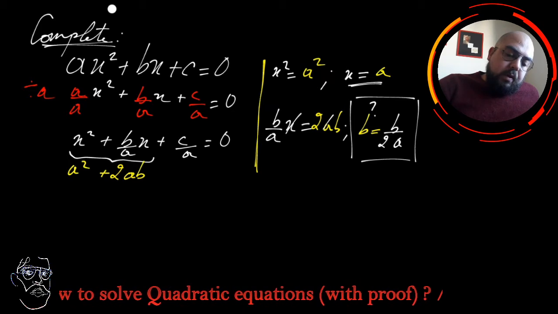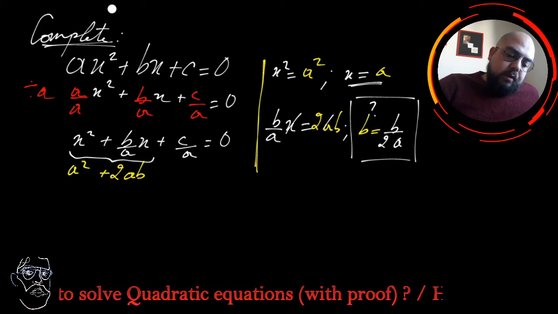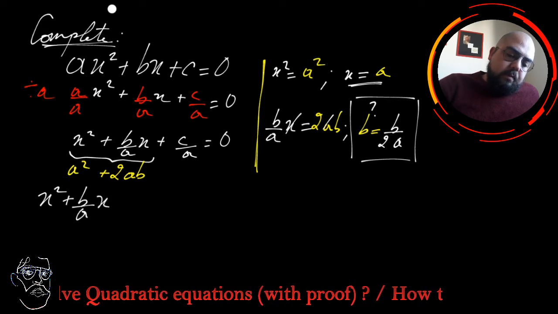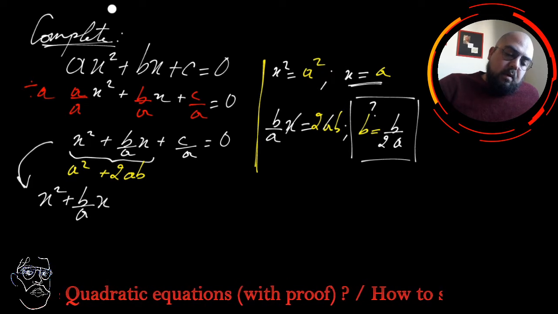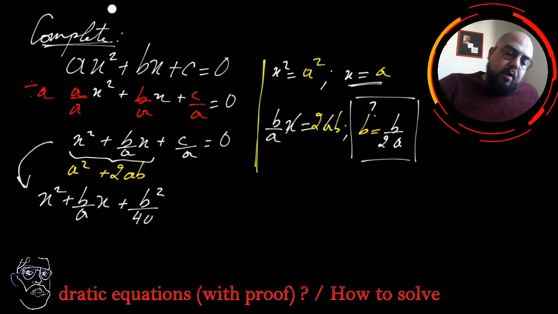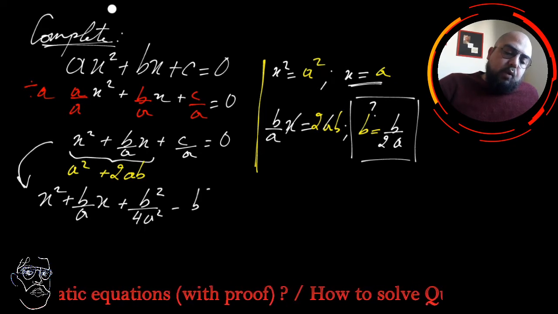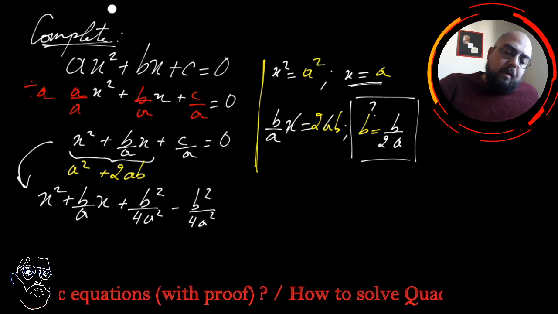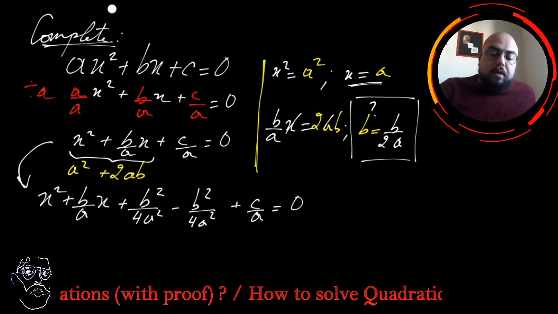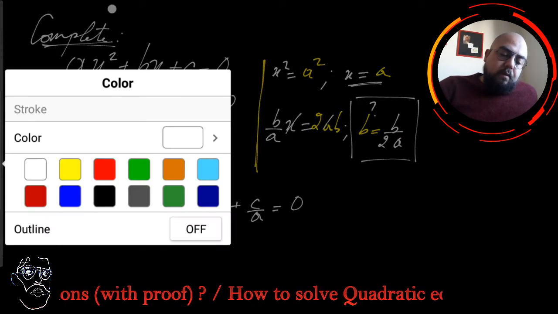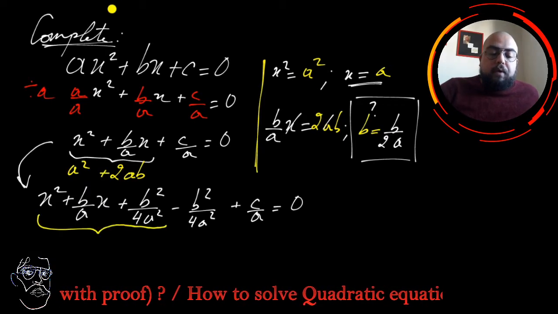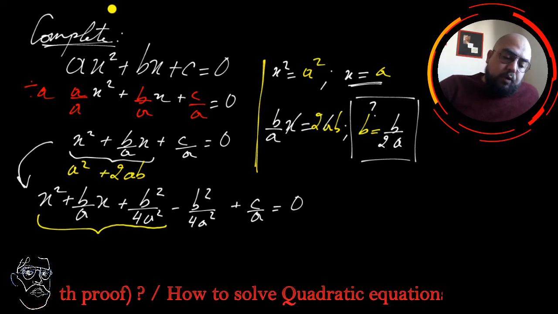So my equation will be transformed to x squared plus b over a x plus b squared over 4a squared minus b squared over 4a squared plus c over a, which is equal to 0. Now, as you can see, here we have a perfect square. X squared plus b over a x plus b squared over 4a squared is the perfect square of which one?